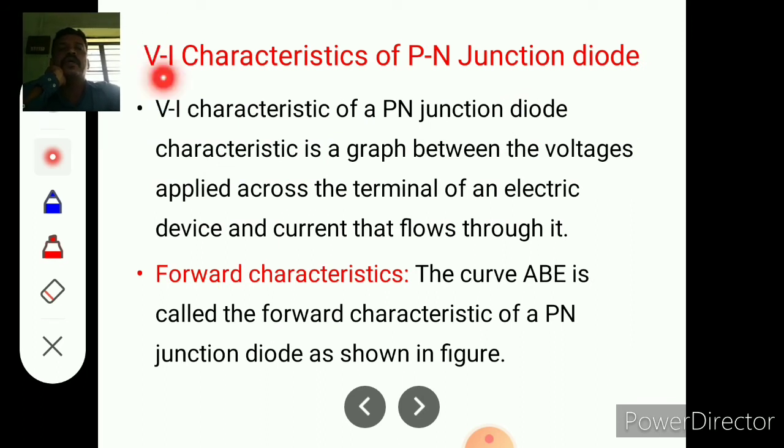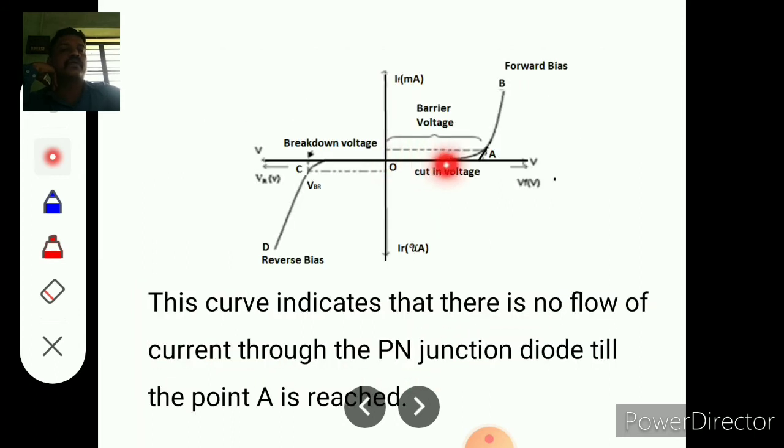VI characteristic of PN junction diode. The VI characteristic of a PN junction diode is a graph between the voltage applied across the terminals of the electric device and the current that flows through it. Forward characteristic. The curve ABE is called the forward characteristic of a PN junction diode as shown in the figure. So this is the curve of forward bias.